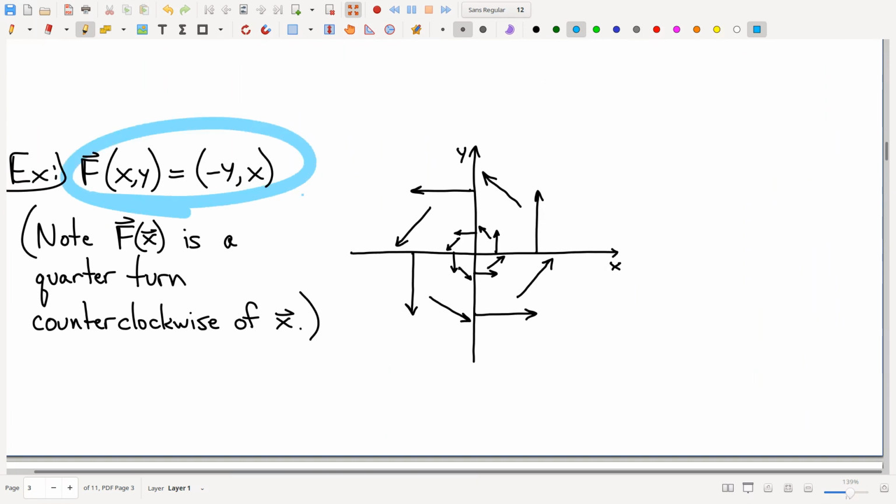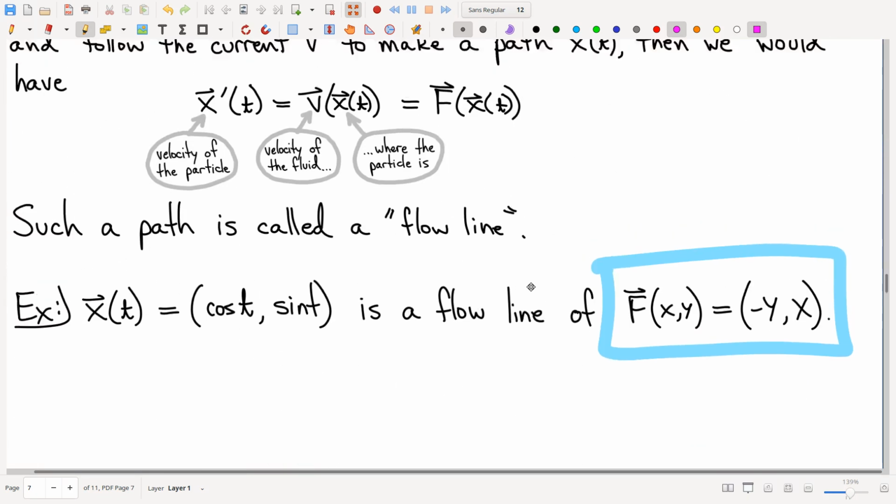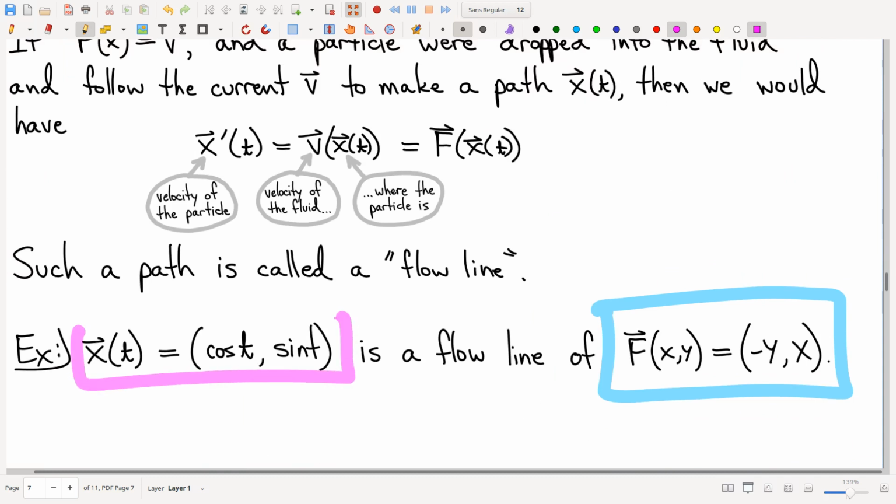Stirred pot. If I were to drop a particle of some sort, let's say right there, what do you suppose would happen to that particle? If I dropped a bay leaf into my pot on the stove that I've stirred, right? What's the bay leaf going to do? Well, I think it's pretty believable. It's going to kind of go around in a circle, wouldn't you figure? So on that basis, we speculate that maybe cosine t comma sine t might be a flow line for this vector field.